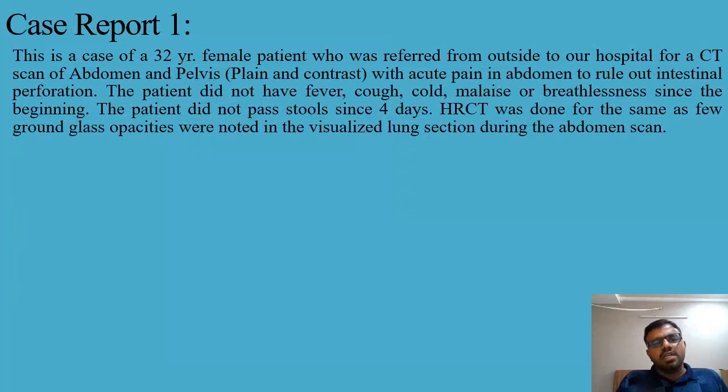Now case 1. This is a case of a 32-year-old female patient who was referred from outside to our hospital for a CT scan of abdomen and pelvis, plain and contrast, with acute pain in abdomen to rule out intestinal perforation. The patient did not have fever, cough, cold, malaise or breathlessness since the beginning. The patient did not pass stools for 4 days. HRCT was done for the same patient as a few ground glass opacities were noted in the visualized lung section during the abdomen scan.